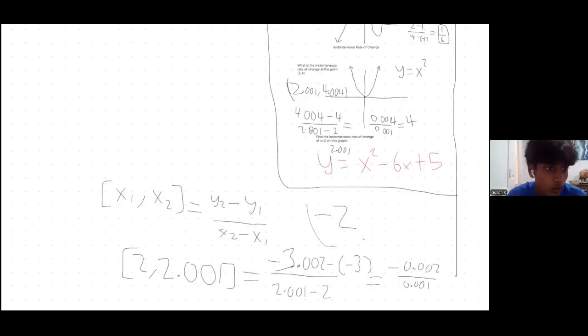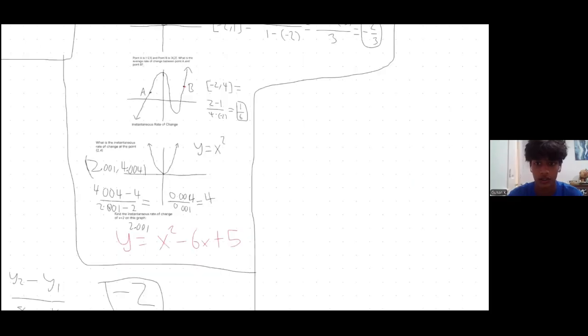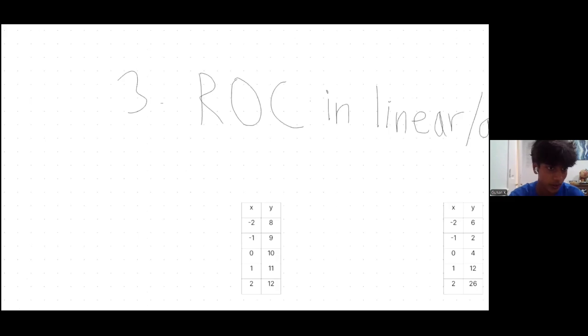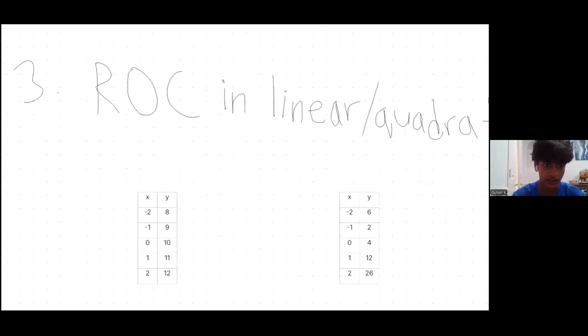Okay, now we're moving on to the last lesson on this, which is our rate of change in linear and quadratics. First, let's look at this. What type of graph is this? We find that out by calculating differences and looking at whether it's the first difference, second difference, or third difference that is constant, we can determine if it's linear, quadratic, cubic, etc.